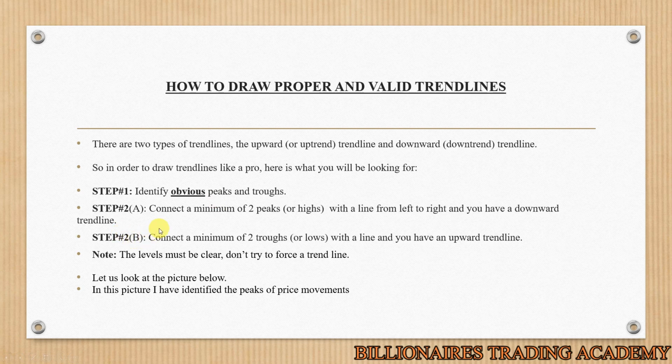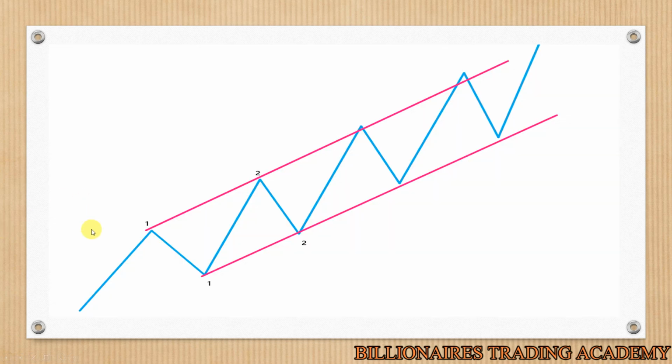Step two, connect a minimum of 2 points. If you've spotted the obvious highs, you connect a minimum of 2 points, and then you extend the line. Or if it's the lower trend line, you connect 2 points and it goes just like that. The level must be clear enough. Don't try to force a trend line. Let us look at a picture below. We have price moving like this, and you attach from point 1 to point 2, and then the line continues just like that.